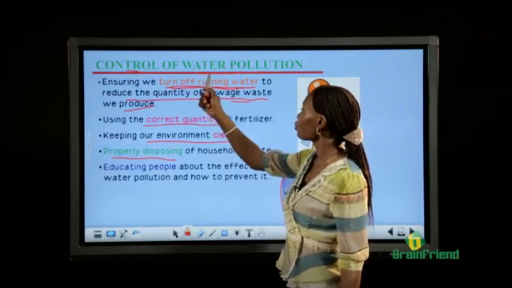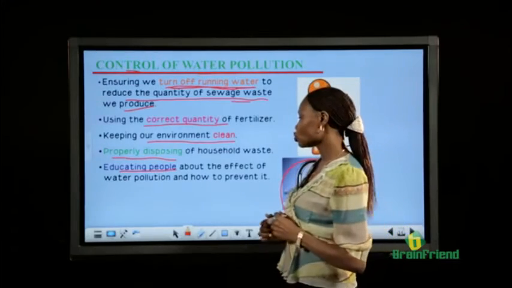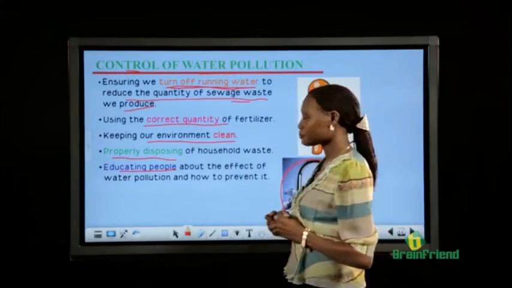We can also control water pollution by educating people about the effects of water pollution and how to prevent it.